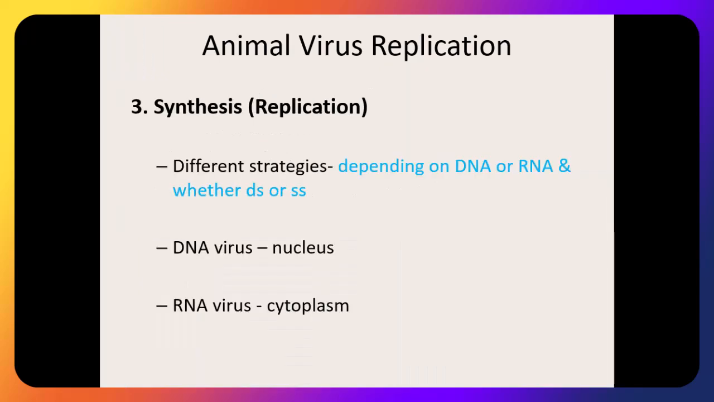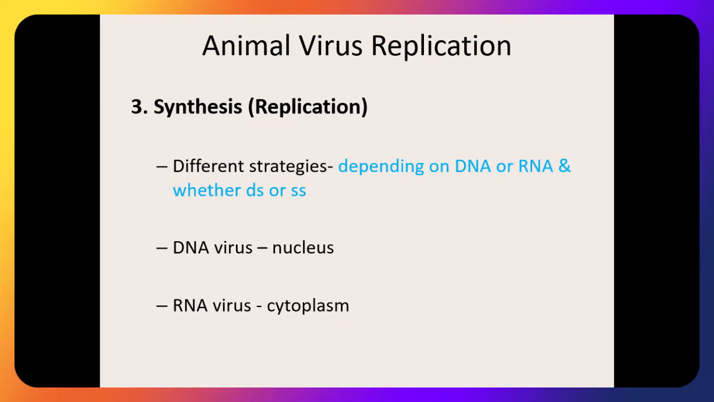We still have synthesis or replication. We still have to make the parts. We still have to make the proteins that become the capsids, and we still have to make more genetic material. There can be different strategies, though, depending on whether the virus has DNA or RNA, and whether it's double-stranded DNA, single-stranded DNA, double-stranded RNA, or single-stranded RNA. And again, is it the positive single strand of RNA or is it the negative single-stranded RNA? The virus has to be able to make that same genetic material.